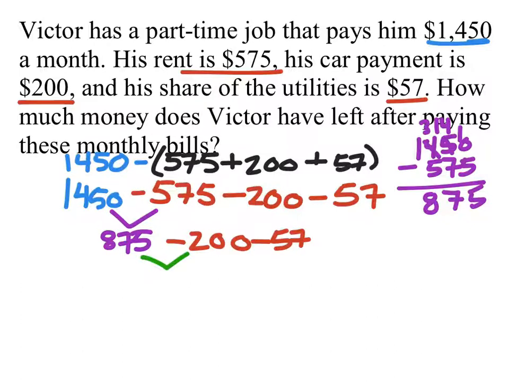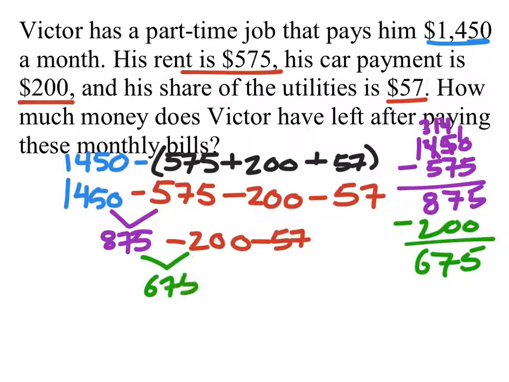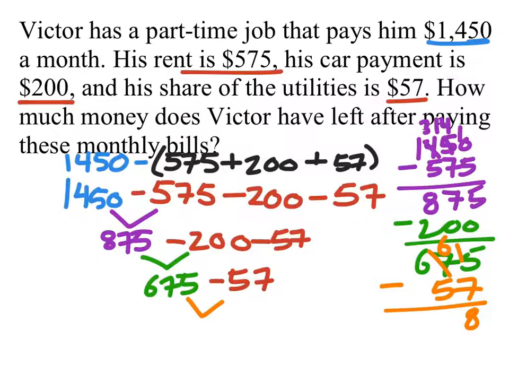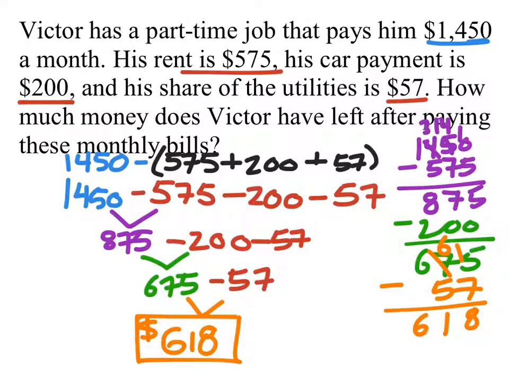Then we'll subtract the 200 right there. So minus 200, which is $675. So after his rent and his car payment, he's got $675 left. And then finally we'll subtract the 57 off of that. And we'll have to borrow there from the 7. 15 minus 7 is 8. 6 minus 5 is 1. So we got $618 remaining after paying. Victor has this much after paying his monthly bills.